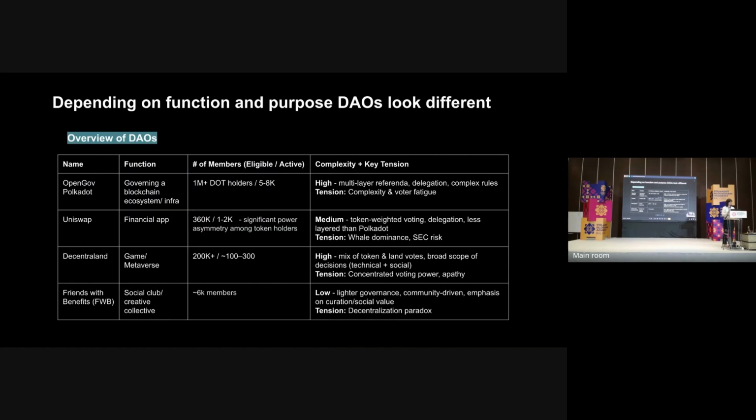And then there's Friends with Benefits. This is actually like a social club. This is very community-centric. You get in if you have the same values and you're vetted by other users, a completely different setup. And the question is, how scalable is it, right? The complexity is very low, lighter governance, but the community-driven aspect brings other complexities to it. Let's look a little bit deeper. I already maybe shared too many details.